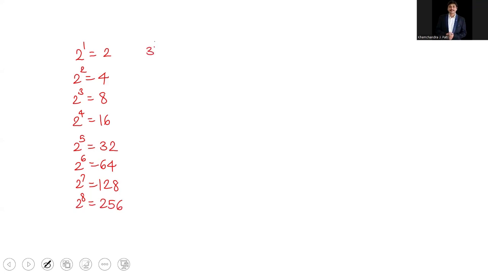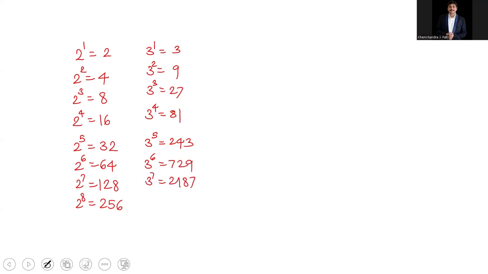3 के कुछ पावर लिख लेता हूँ. 3 raised to 1 is 3. 3 square is 9. 3 cube is 27. 3 raised to 4 is 81. 3 raised to 5 is 243. 3 raised to 6 is 729. 3 raised to 7 is 2187. And 3 raised to 8 is 6561.